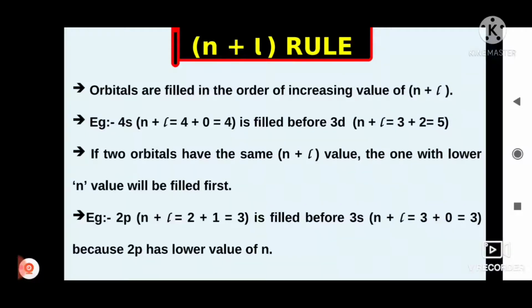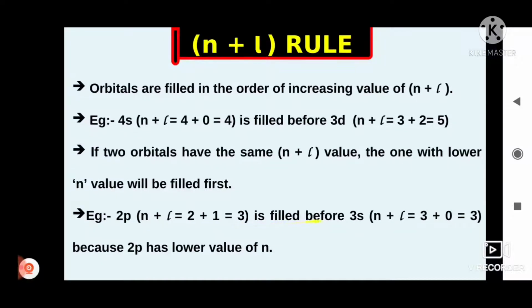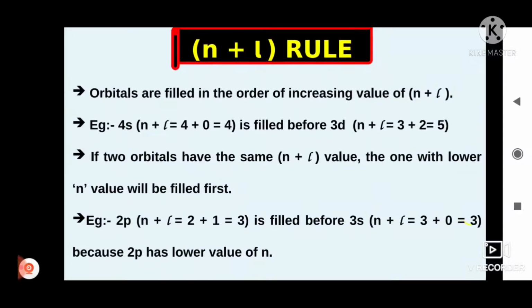If two orbitals have same n plus l value, the one with the lower n value will be filled first. For example 2p, n plus l value equals 3 and is filled before 3s. n plus l value of 3s is also 3, but 2p has lower value of n, so 2p is filled first.